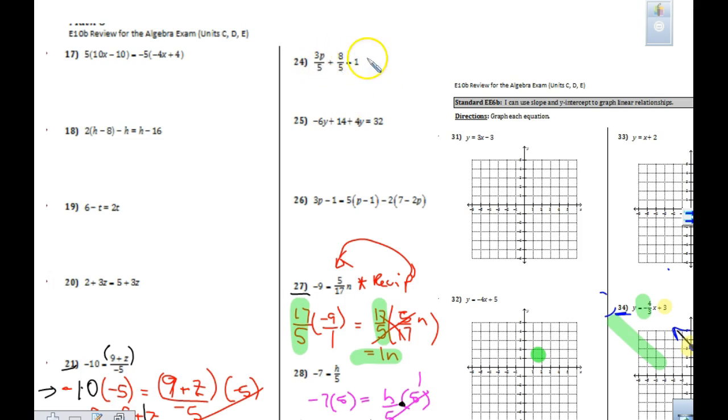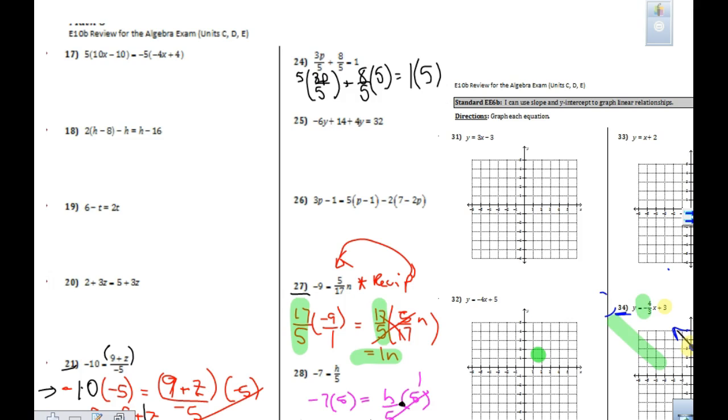Yeah, so sometimes we could do like we did before where we add or subtract, but in this one I might take every single thing times 5. So I'm going to take 3p over 5 times 5. I'm going to take 8 over 5 times 5. And I'm going to take 1 times 5. So I might multiply every single one by 5 because I don't want to deal with fractions and, oh man, they kind of messed me up and I have problems with them.